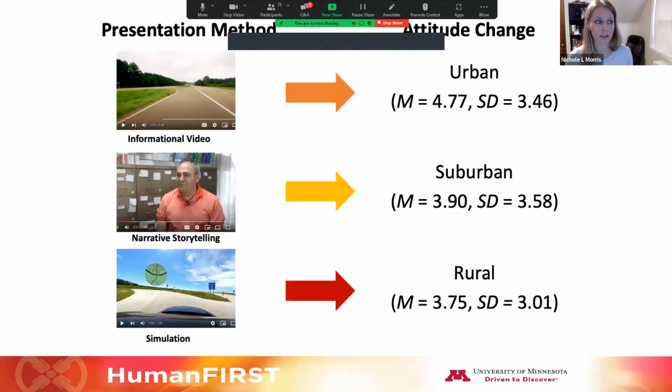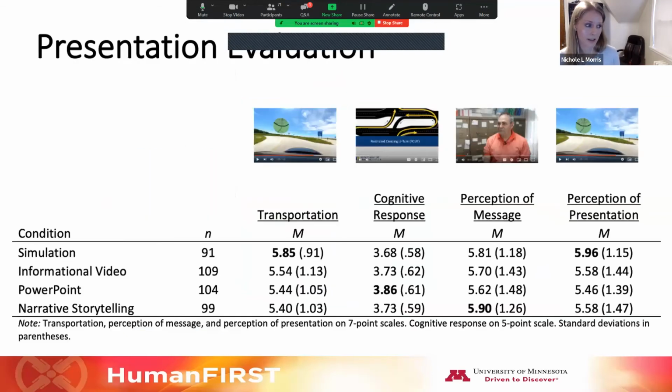But we did see some trends. People in urban regions tended to be more responsive and had a higher attitude shift if they had that informational video. The narrative storytelling tended to really resonate best among suburban audiences. And that simulation, that 3D GoPro video on YouTube, was really well received by our rural audiences.